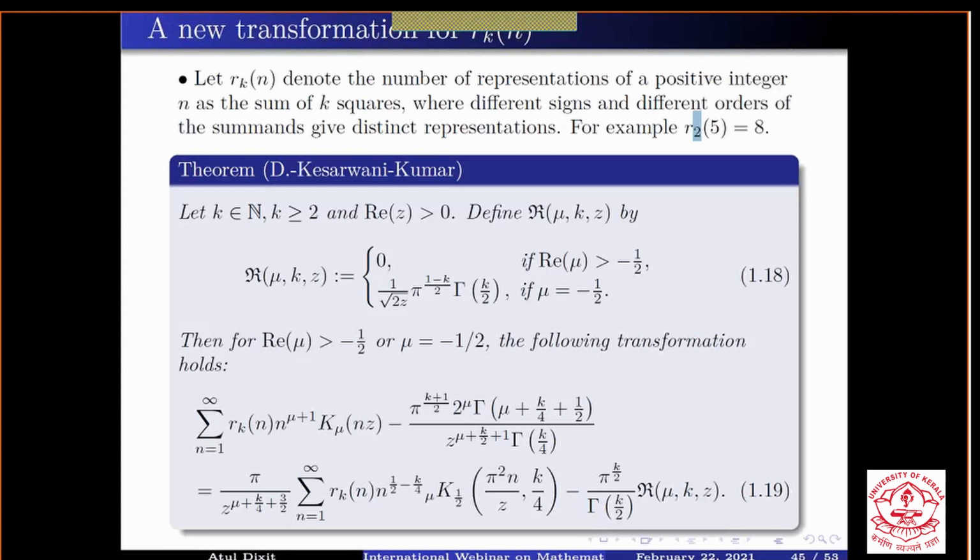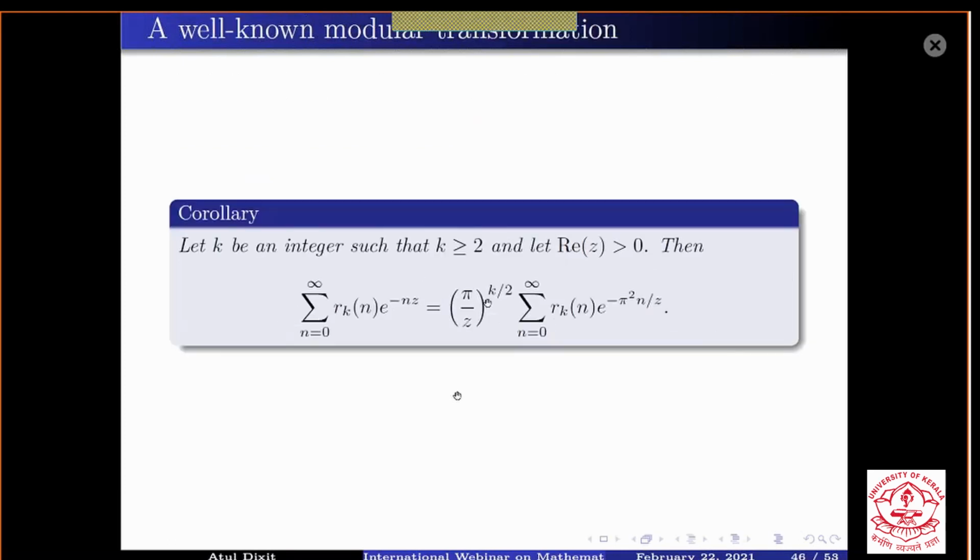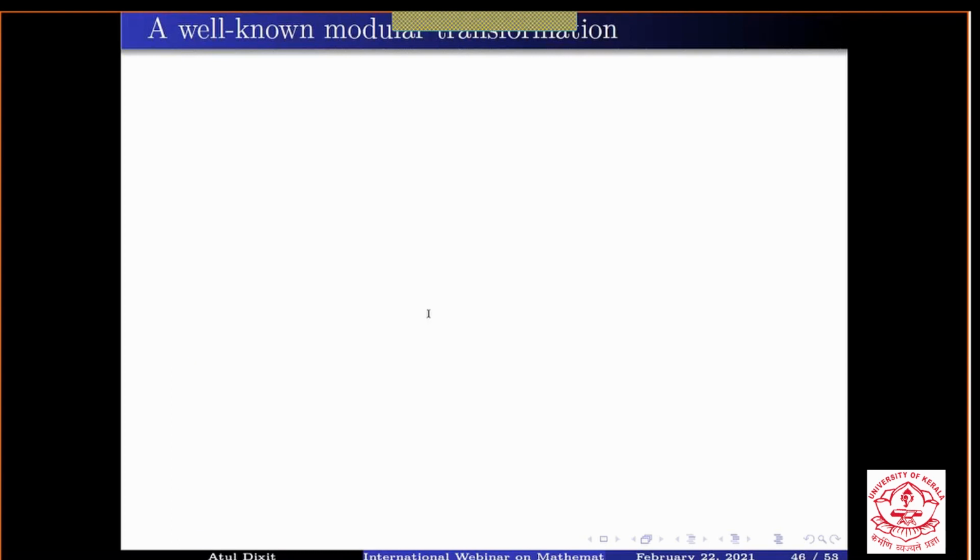Okay, so if I take that r_k of n function, then we get a nice transformation for that, which involves again our generalized modified Bessel function, this time not with w equal to 0, but w being k over 4, where k is an integer greater than or equal to 2. This in turn can be derived, and I won't go into the proof at all, but as a special case, this gives this modular transformation. So every time we are getting more general transformations, where in special cases you are getting modular ones, and so the more generality allows you to get non-modular transformations as well.